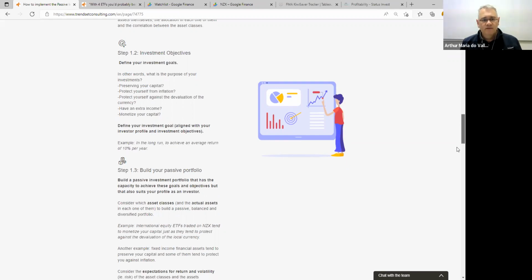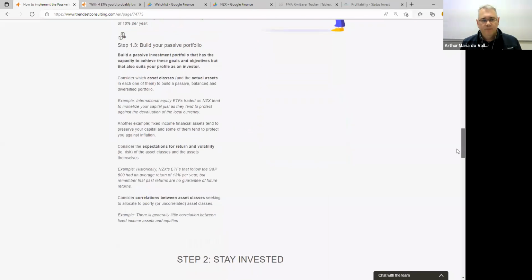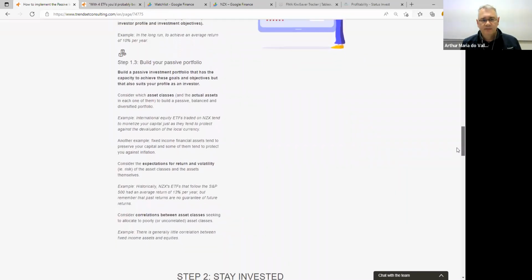Okay, and finally, the last bit in this first step is to actually build your portfolio. So what will be the asset classes that you will have? What will be the actual assets, the actual investments in each one of the asset classes? Okay, good. And here you can see some examples.